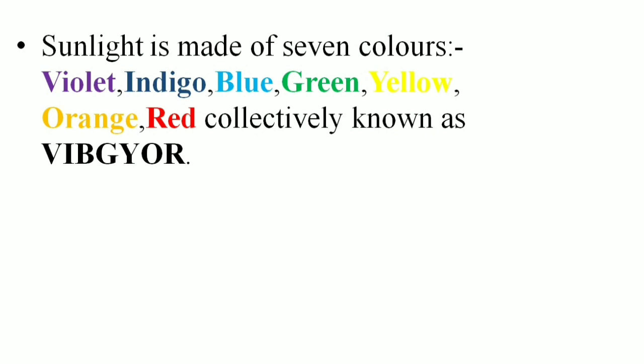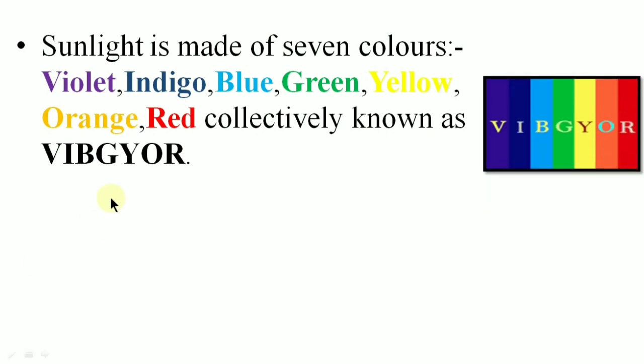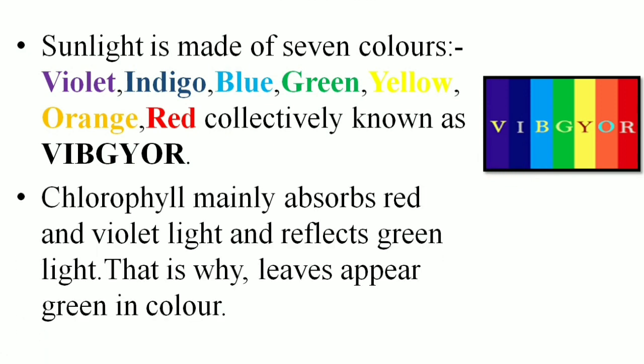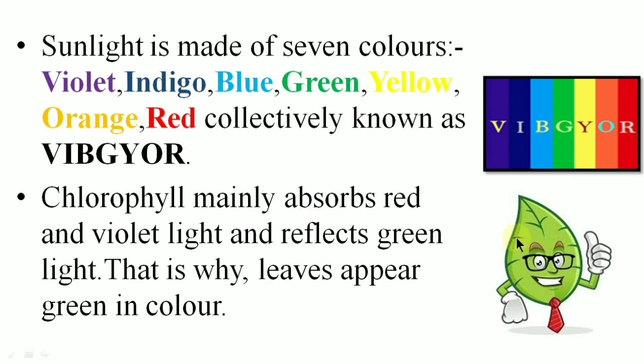Sunlight is made up of 7 colors: violet, indigo, blue, green, yellow, orange and red, collectively known as VIBGYOR. This is the visible spectrum of sunlight. And the chlorophyll pigments, which are filled in the cells of the green leaves, can absorb the red light and the violet light of the visible spectrum, but reflect green light. That is the reason the leaves appear green in color.